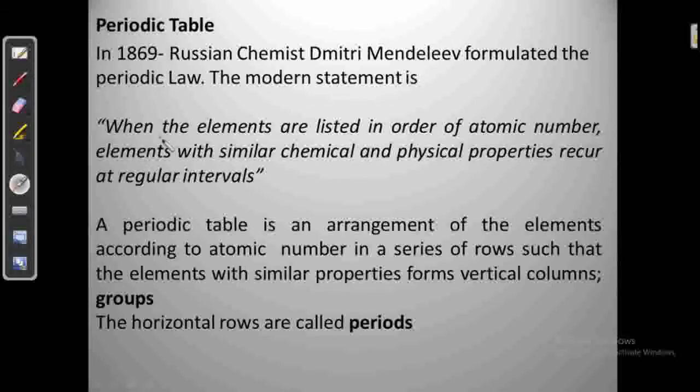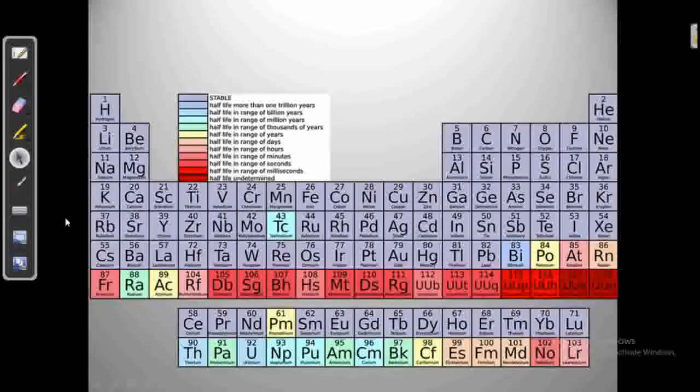In accordance with this periodic law, the periodic table originated. A periodic table is an arrangement of the elements according to atomic number in a series of rows such that elements with similar properties form vertical columns called groups, and the horizontal rows are called periods. So the elements are arranged in a table that is known as a periodic table.